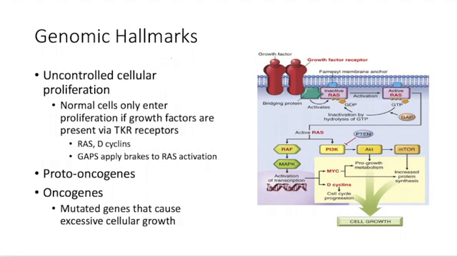So when we talk about that unregulated cellular proliferation, basically normal cells only enter proliferation if growth factors are present, and one of these ways are the tyrosine kinase receptors. So here's an example of that. We have the RAS, there's the D-cyclins, which actually are in the cell regulatory cycles. Normally we have ways to stop RAS activation, such as GAPs. But what happens is the cancer is very shady, I guess is the best way to call it, because normally when you have your receptors, you will have a cell nearby that's actually putting out the ligand. You hardly ever have a cell that has the production of the ligand and the receptor on the same cell.